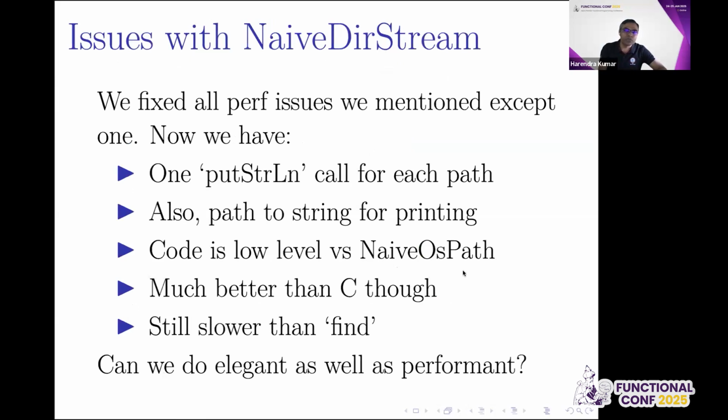Now, what are the issues with this program? We are still doing one putStrLn call for each path that we are printing, which is very bad. One system call, or at least a library call, for each path that we are printing. Also, we are converting path to string for printing. The code is low level. It doesn't look as elegant as it should in Haskell at a high level. And it is still slower than find. Though the code is much better than C, it is still not as elegant as we would want. Can we do elegant and performant at the same time? Let's see.